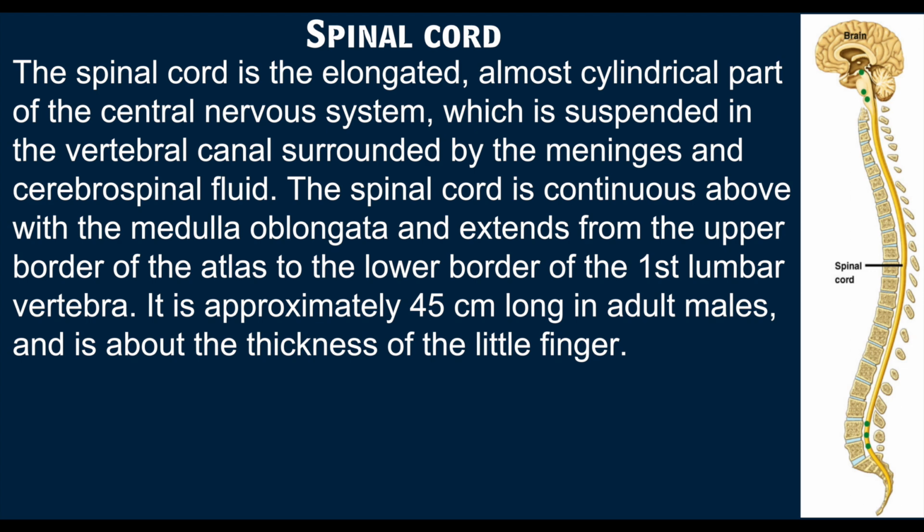The spinal cord provides two-way communication to and from the brain and contains the spinal reflex centers. It is enlarged in the cervical and lumbar regions to accommodate the number of nerve fibers going to and from the limbs. 31 pairs of spinal nerves are attached to the spinal cord between vertebrae. We will learn more about these nerves when we cover the peripheral nervous system.